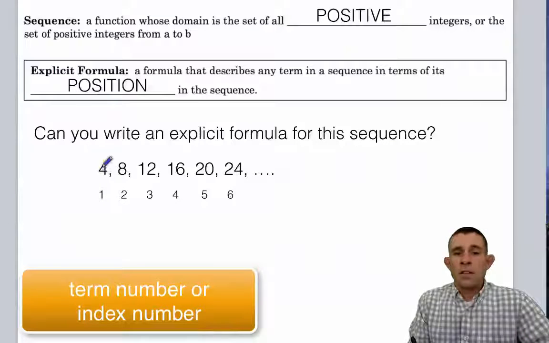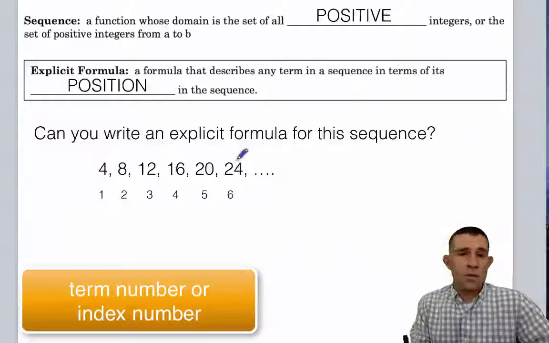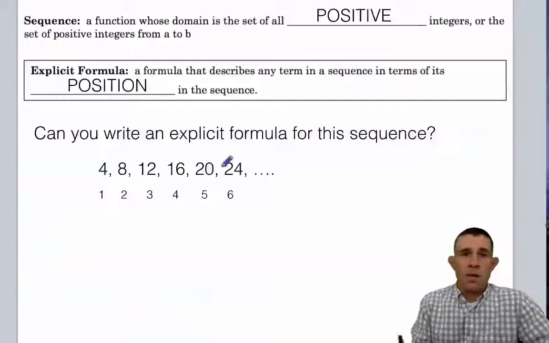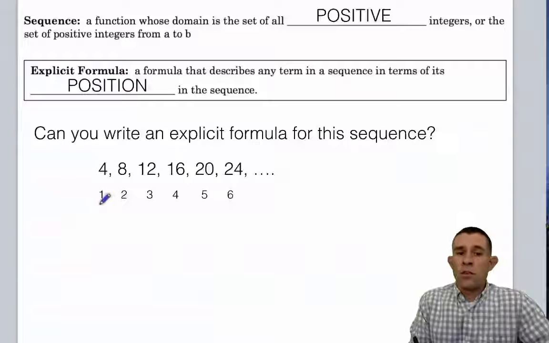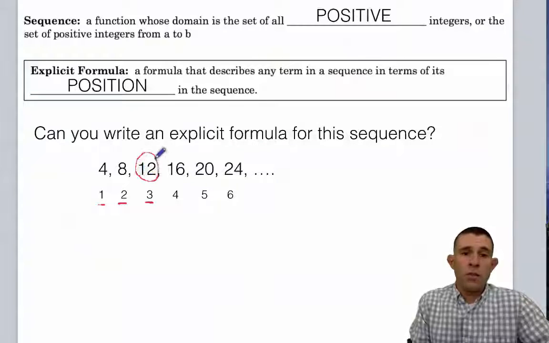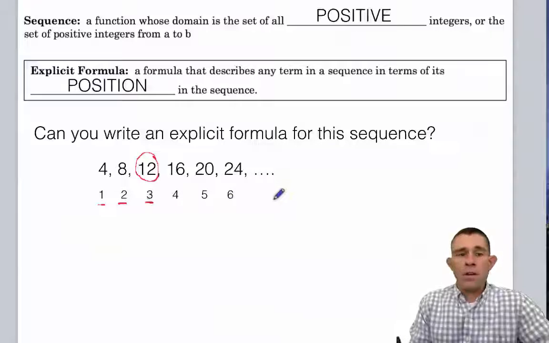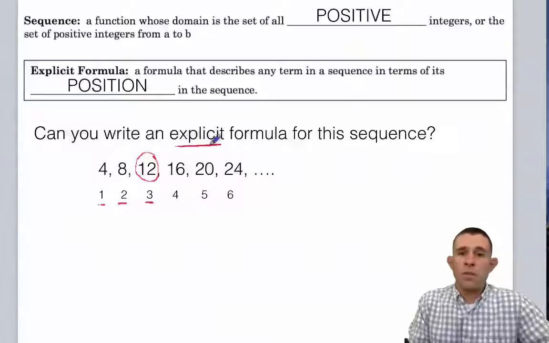So let's take a look at this sequence here. We have 4, 8, 12, 16, 20, and 24, and it keeps going on and on. Obviously, you can guess that it's just multiples of 4. Now, writing an explicit formula for that means that we're going to write a formula in terms of the position numbers for those sequence values. So, for example, 12 right now is the value of the third position of this sequence. So how can I go about writing an explicit formula that generates this sequence of numbers?